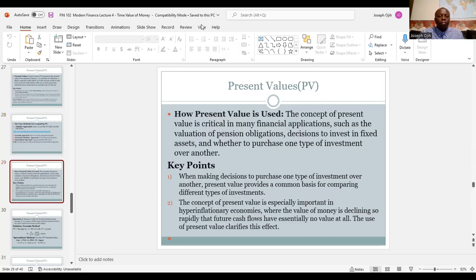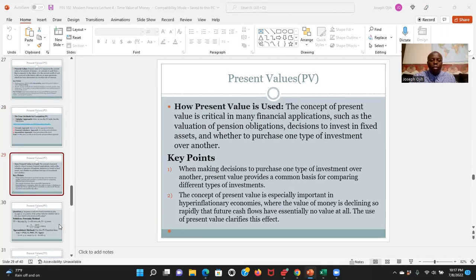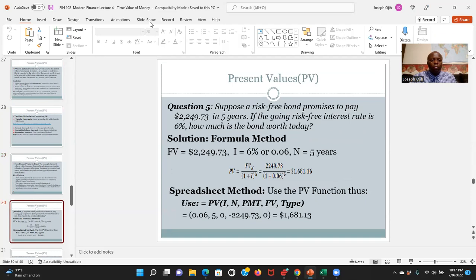All right. Let's see. Suppose we have this question. It says, suppose a risk-free bond promising to pay $2,249.73 in 5 years. It promises to pay this amount in 5 years. If the going risk-free rate is 6%, how much is the bond worth today? Now I'm going to do this using the 3 methods.